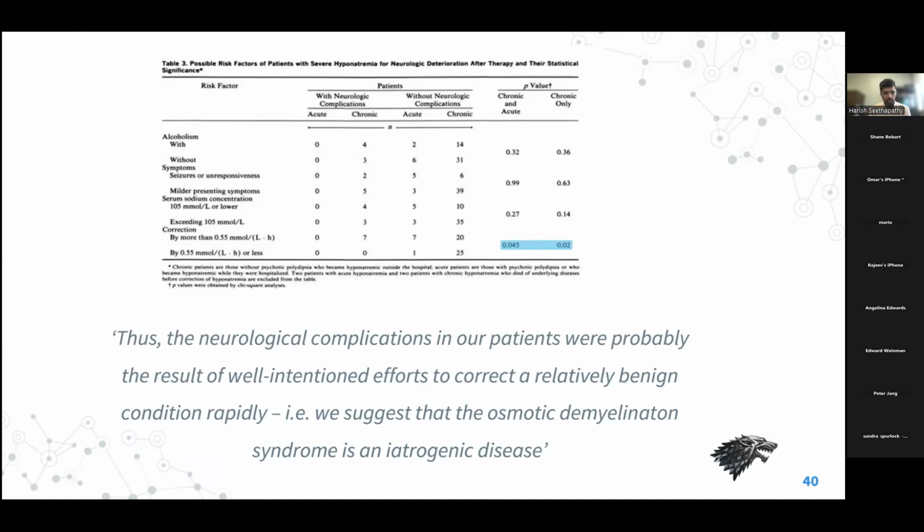And these were the conclusions of the authors, which I think is very important to read in its originality. They said, thus, the neurological complications in our patients were probably the result of well-intentioned efforts to correct a relatively benign condition rapidly. That is, we suggest that osmotic demyelination syndrome is an iatrogenic disease. Now, the way this is framed wasn't really controversial at that time, but has since been found very controversial just because of the medical legal implications of such a statement.